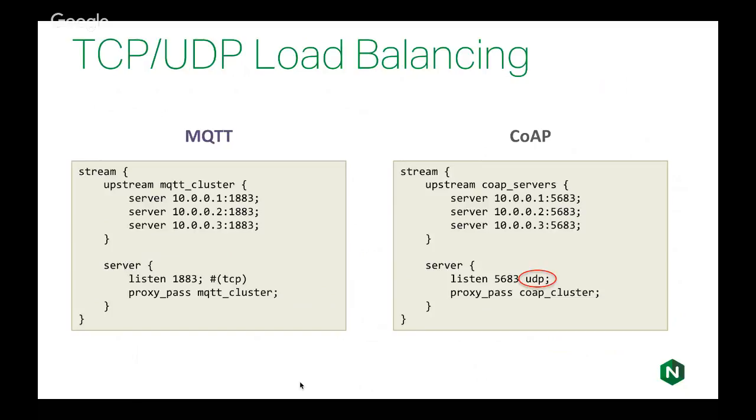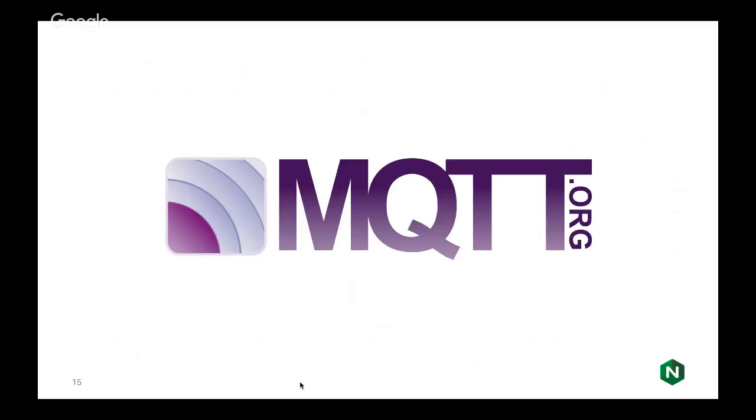And we listen on, in this case, the default port for each of those protocols. Notice that for CoAP, we additionally specify the UDP parameter because TCP is the default, if not specified. And then the proxy pass directive simply says that any traffic that arrives on this port will be proxied to the cluster, and it will load balance. Default would be round-robin fashion to each of the backend servers that we define. But we're going to focus on MQTT for the rest of this session.